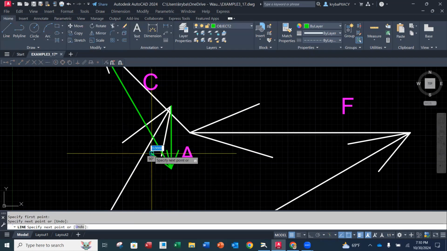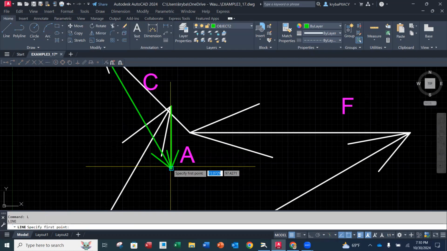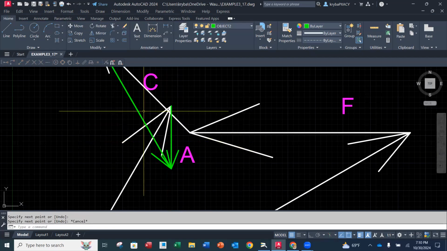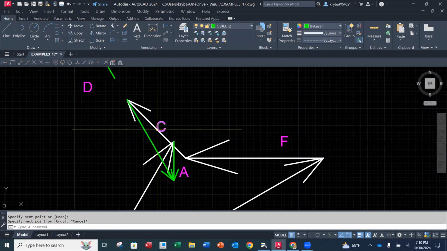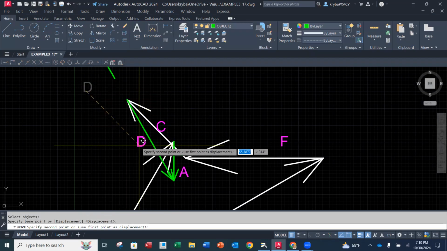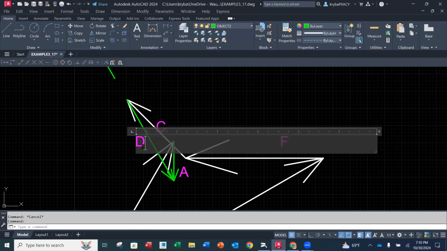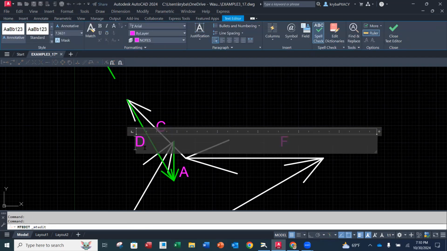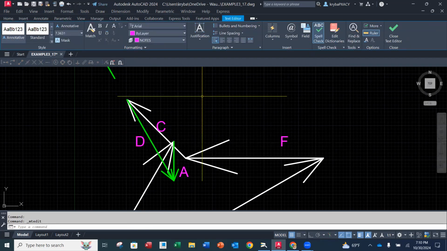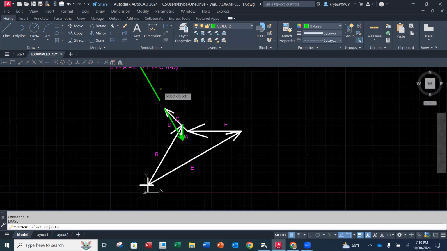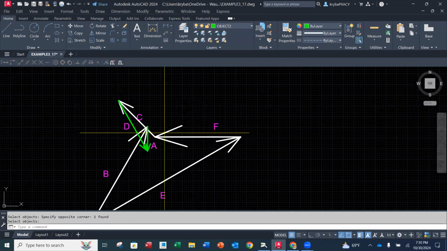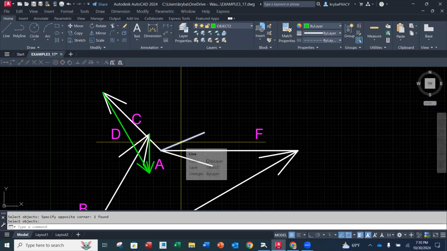And this is going to be D. Now, this is not going to be positive D. It's going to be what? Because this is adding the negative value of D. So this is going to be a minus D. And then we can get rid of the rest of that line.